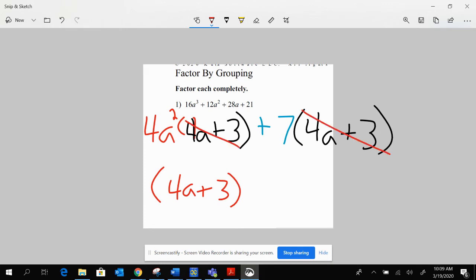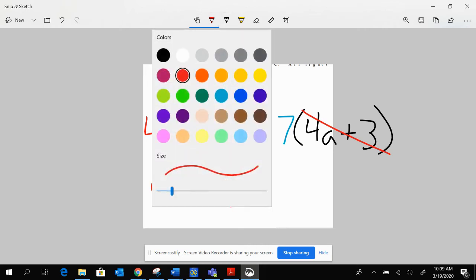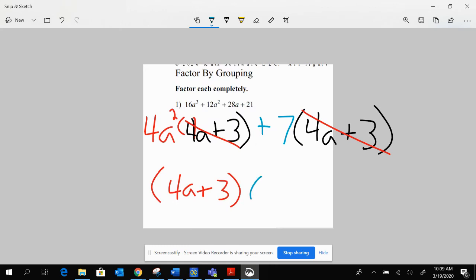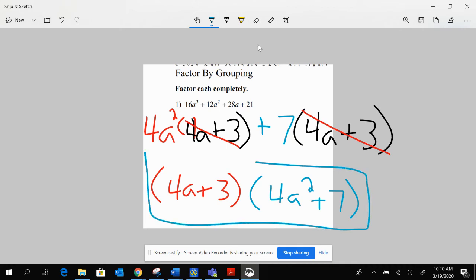That's gone. Now, the two things outside the parentheses, since they're the outsiders, we're going to put them in parentheses by themselves. So we're going to make another set of parentheses, and we're going to put those two outside guys in the parentheses by themselves. So 4a squared plus 7. And that is it. You are completely done. That is factored by grouping. When it asks to factor each completely, this would be your answer.